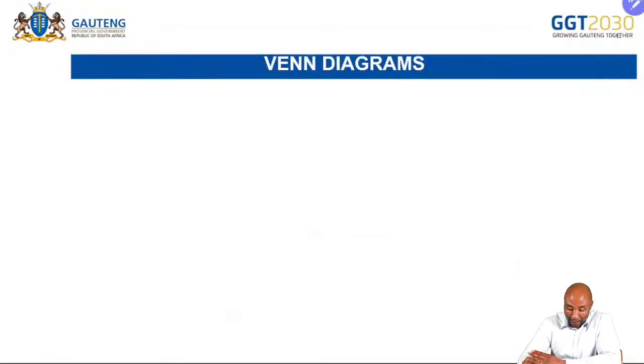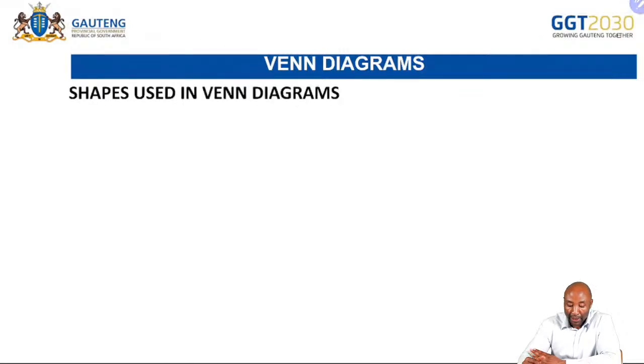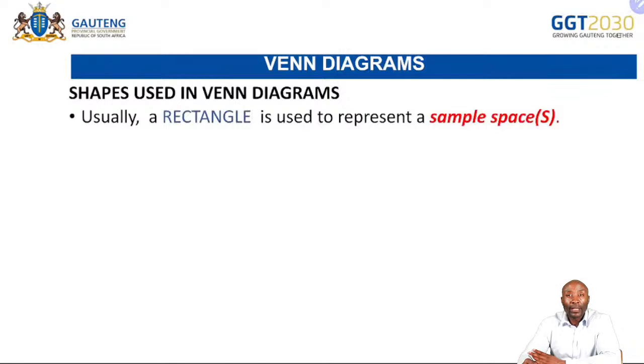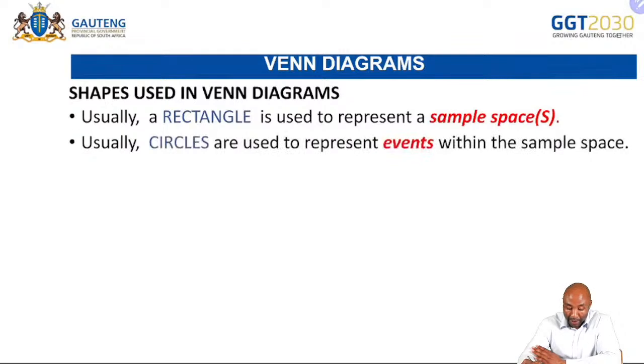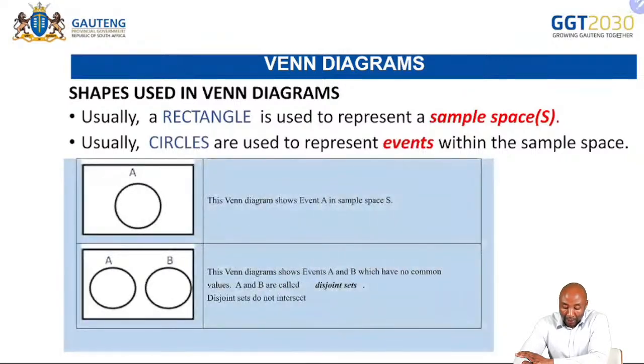We'll move on now to the next activity where we look at Venn diagrams. Now, for our Venn diagrams, we know that we use a rectangle to represent our sample space, and we use circles to represent our events within the sample space. If we only have event A in the circle, whatever is outside circle A is not A, but is within the sample space.